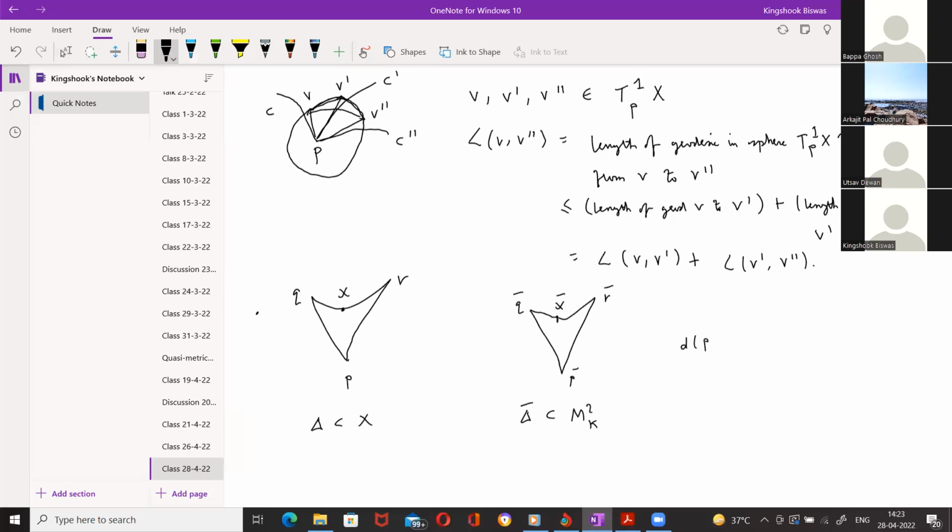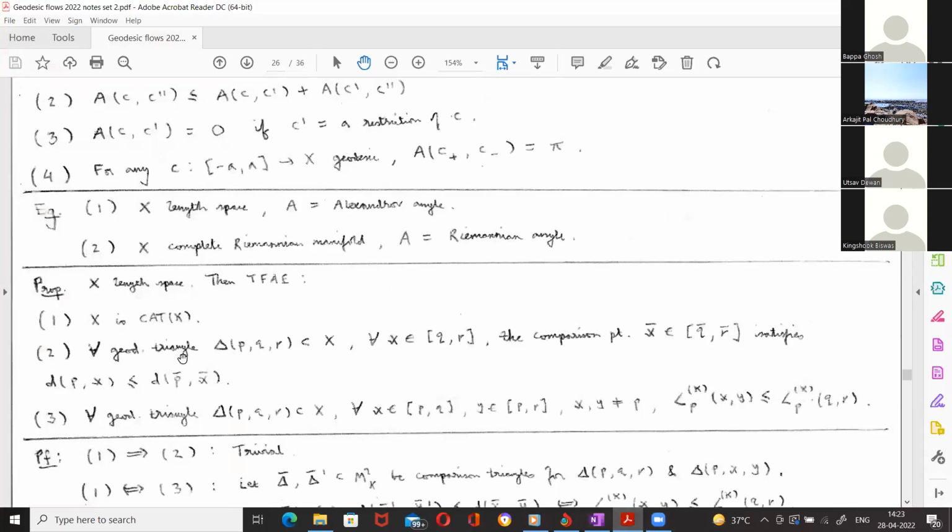distance Px less than or equal to distance P bar X bar. Okay, is this all right? Yes. Yeah, so 1 implies 2 is trivial, right?